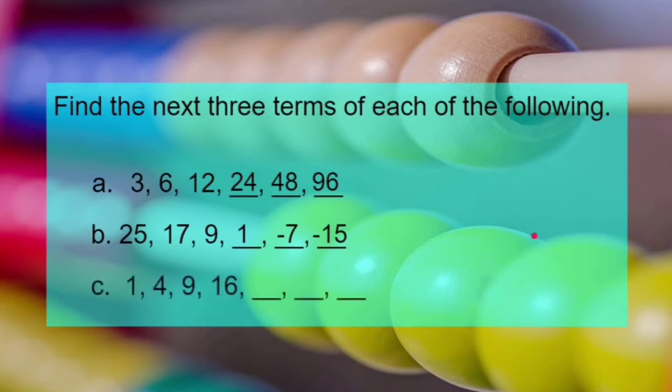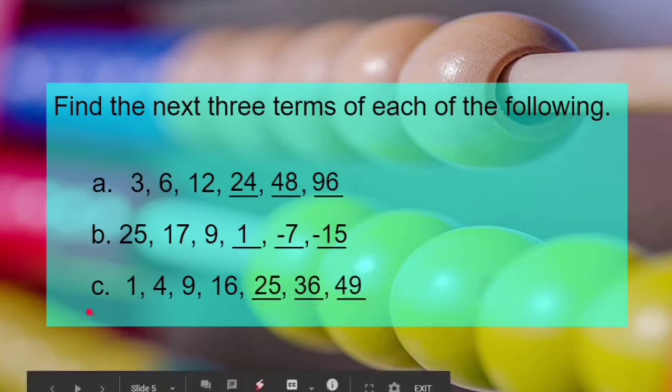Letter C, 1, 4, 9, 16. What do you observe from these numbers? The next terms are 25, 36, and 49. If you will notice, these numbers are perfect squares. Square of 1, square of 2, 3, 4, 5, 6, and 7.